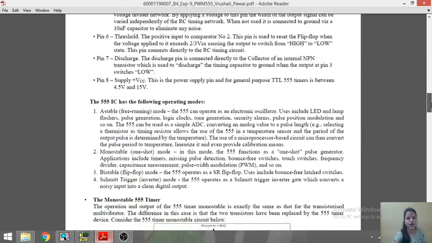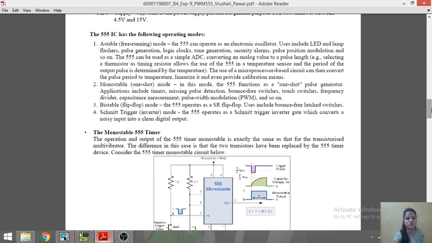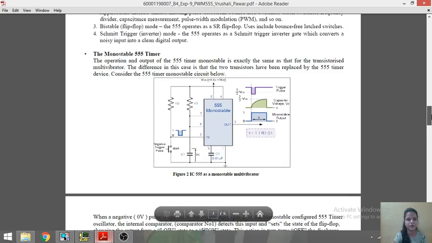Next, the IC has the following operation modes. There are 3 modes. Astable, that is the free running mode. Second is the monostable one-shot mode. Third is the bistable flip-flop mode, and then the Schmitt trigger inverter mode. In this we are using the monostable mode. In this mode the 555 acts as a one-shot pulse generator. Applications include timer, missing pulse detection, bounce-free switch, touch switch, frequency divider, capacitance measurement, and pulse width modulation, which we are designing.